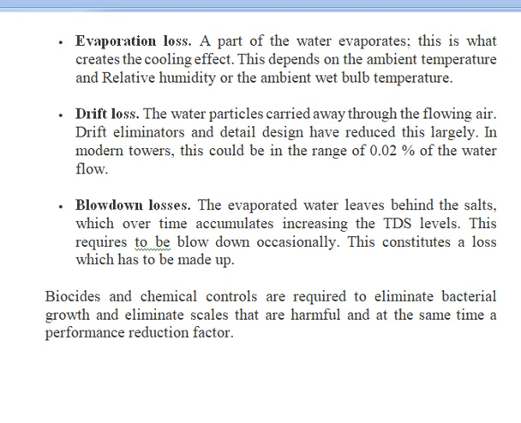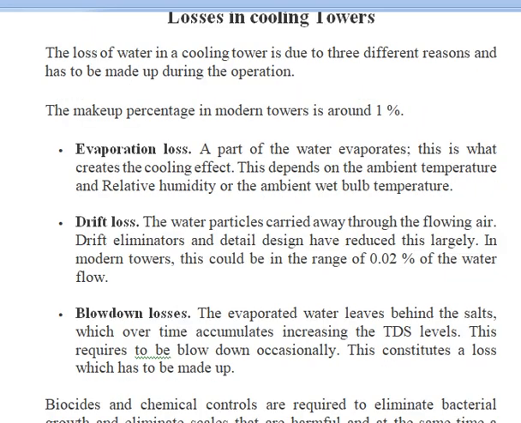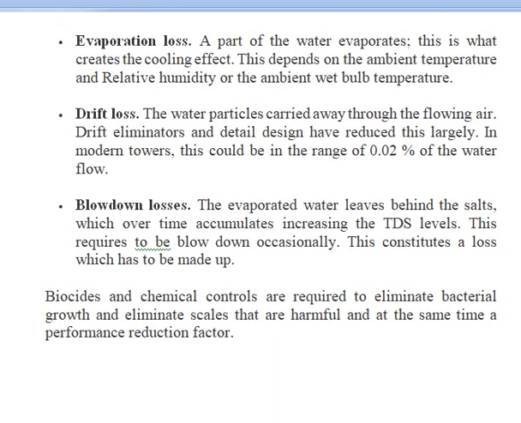Biocides and chemical controls are required to eliminate bacterial growth and scales, which otherwise cause performance reduction. Such losses should be eliminated so that the efficiency of the cycle can be improved.